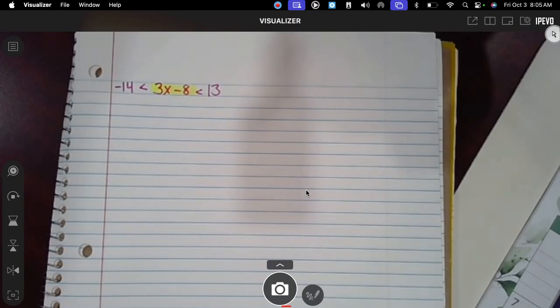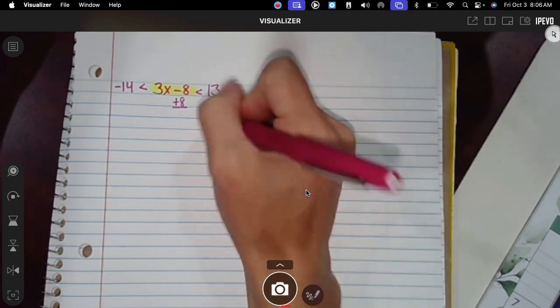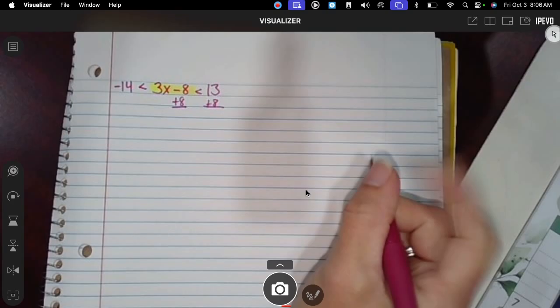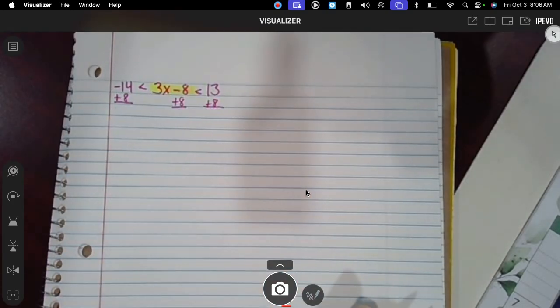So what do I need to move first? The 3 or the 8? The 8. What is the opposite of minus 8? Plus 8. So if I add 8 here, normally I just add it to the other side. But how many other sides are there? 2. So this one's different. You got to add it a couple of times. Are we okay with that?